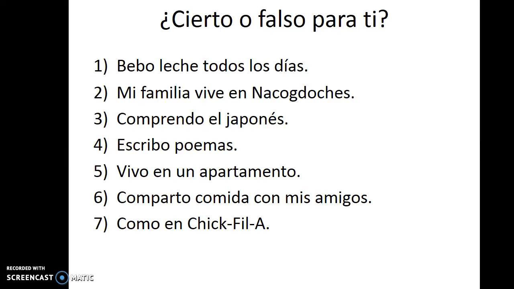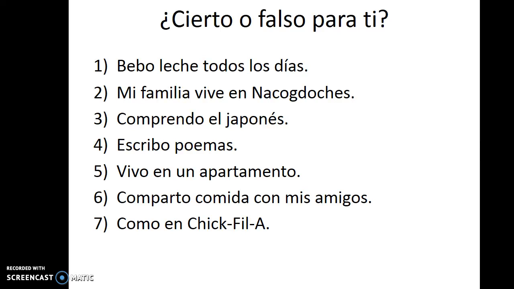Número 5, vivo en un apartamento. ¿Cierto o falso para ti? ¿Vives en un apartamento? Okay, yo no vivo en un apartamento. Yo vivo en una casa. Número 6, comparto comida con mis amigos. Now, comida is not an official vocabulary word, but it's useful. It means food. So, ¿compartes comida con tus amigos? So if you're a nice person, maybe sí, cierto, you share food with your friends. So sí comparto comida con mis amigos, or no comparto comida.